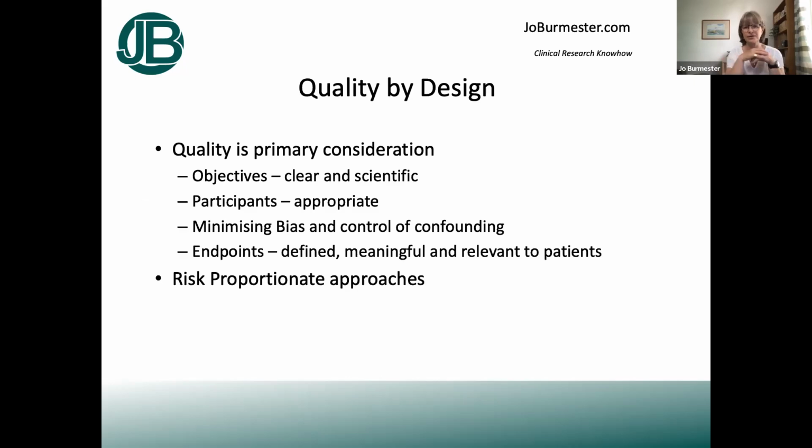Okay, so the quality by design bit. So this is really chapter 3. It's making the point that quality should be the primary consideration, which sounds kind of obvious, and you would hope that's what we're all working to, but it's really setting this out. And some of the things that it highlights are thinking about our objectives, making sure that they are clear and scientific, thinking about the participants that we're including in our trial, and that they're going to be appropriate in terms of the condition, the treatment, but also the target market as well.